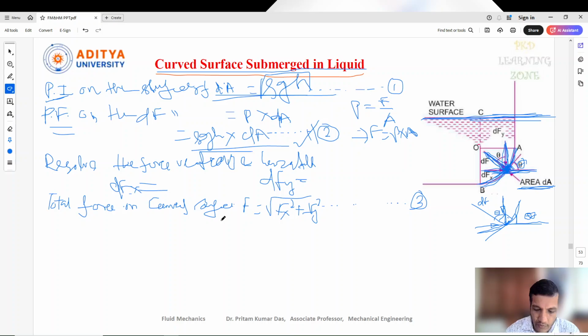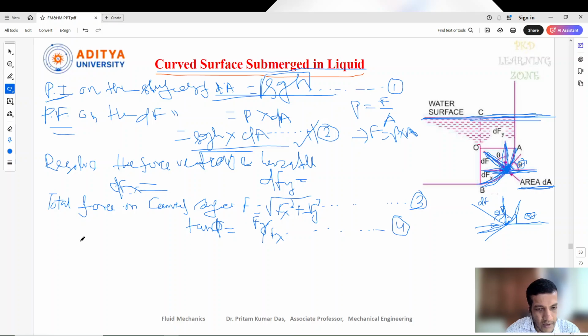Now the next thing I can write here, we know that one is magnitude, one is direction. So the tan theta we can write as fy by fx. So this one we can give as equation 4.